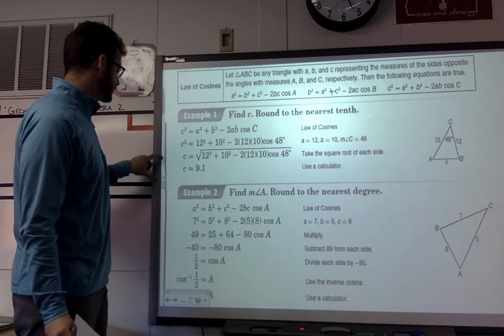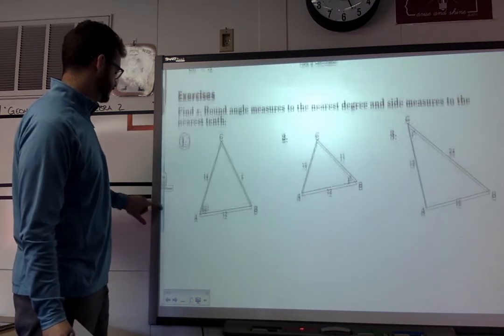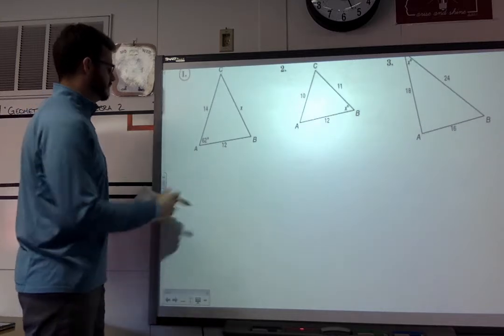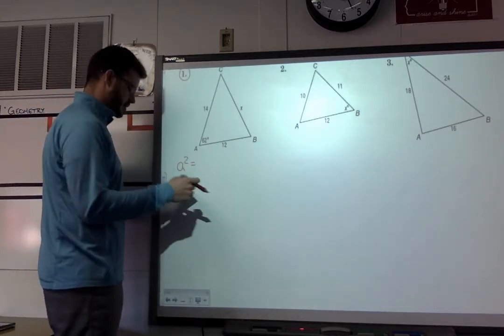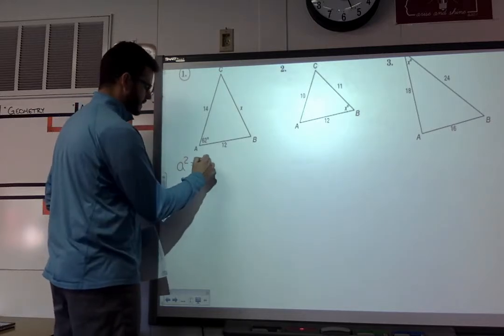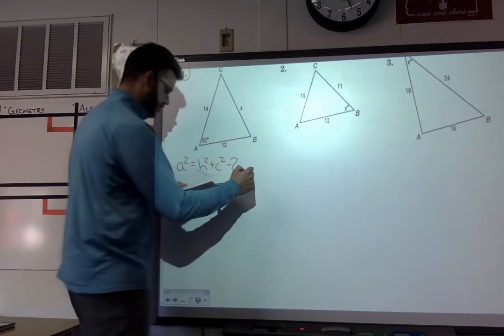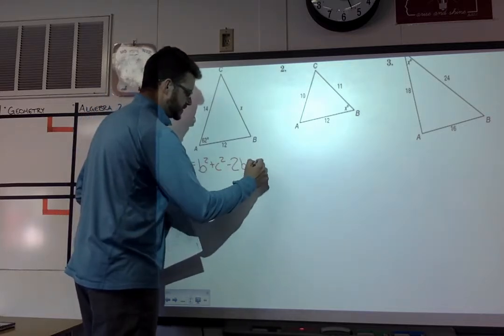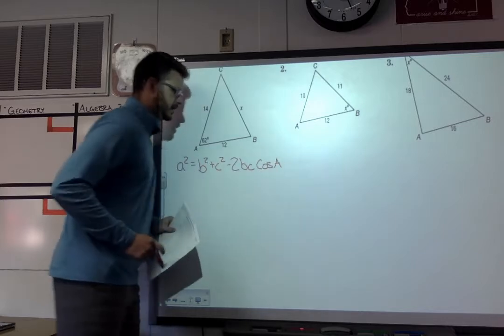because we're solving for side a, so we need to use the one that starts with a squared. So if I go back here, I'm going to use my a squared equals b squared plus c squared minus 2bc times the cosine of angle A.